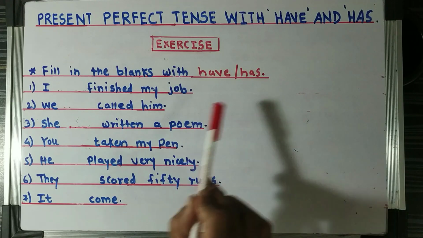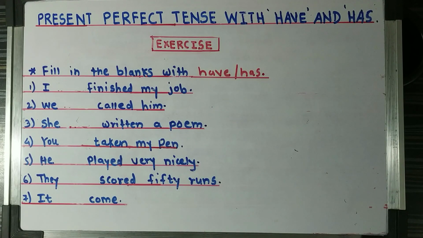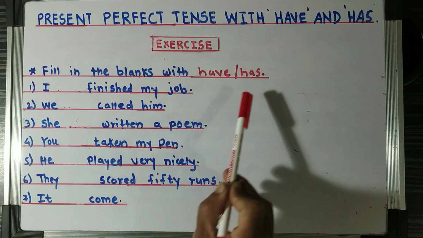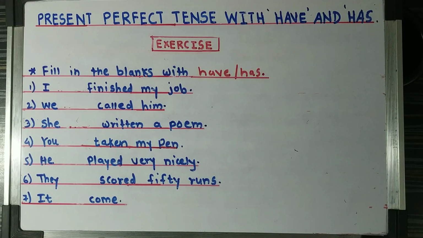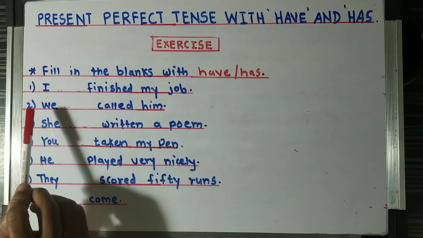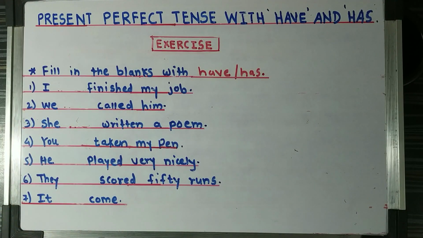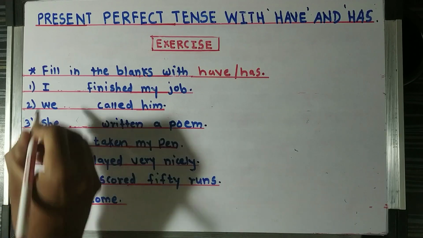This use of have and has depends on the subject of the sentence. If the subject in the sentence is singular, we have to make use of has. And if the subject in the sentence is plural, we have to make use of word have. Let's start. I dash finished my job. Here the appropriate word we can write in the blank is have.